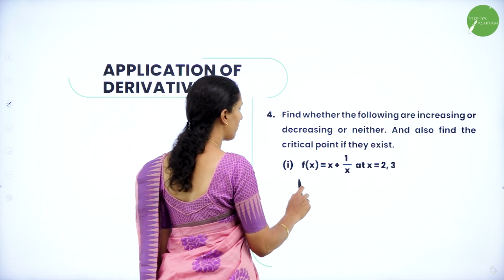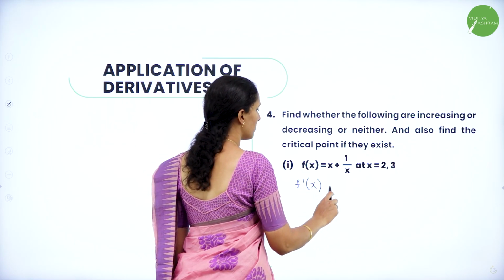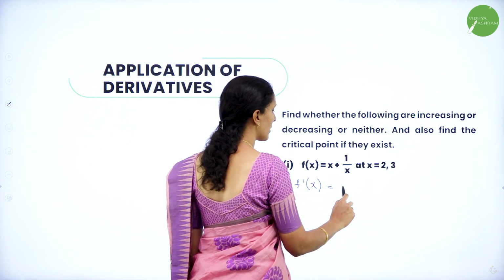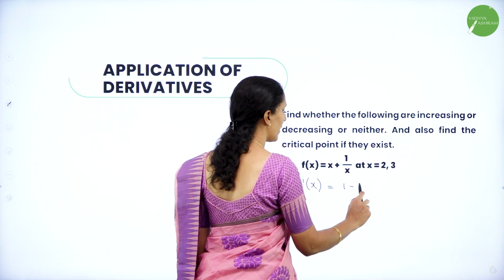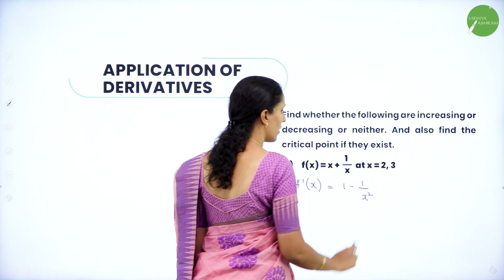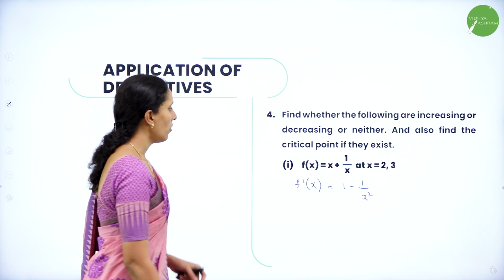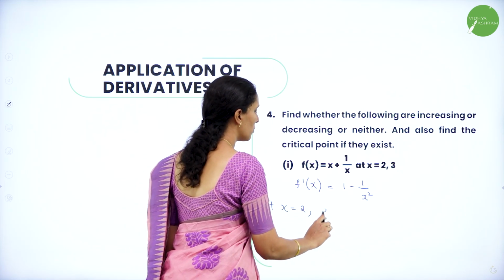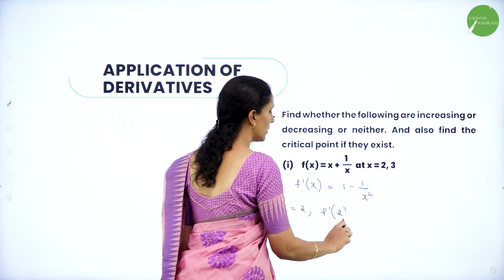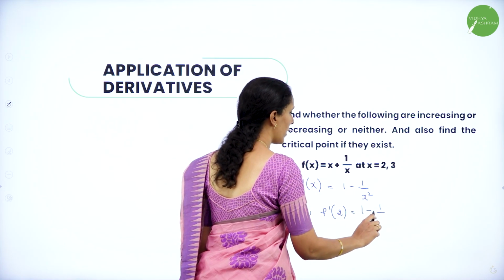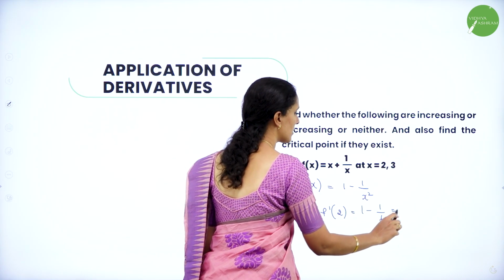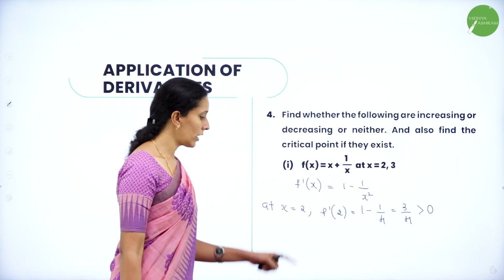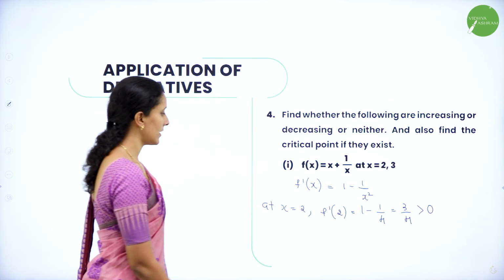Now let's find out f dash of x. Differentiation of x is 1. Differentiation of 1 by x is minus 1 by x square. Now two points are given. Let's see at x is equal to 2. At x is equal to 2, f dash of 2 is equal to 1 minus 1 by 2 square, which is 4, so it is 3 divided by 4. Clearly it is positive. So therefore the given function is increasing at x is equal to 2.